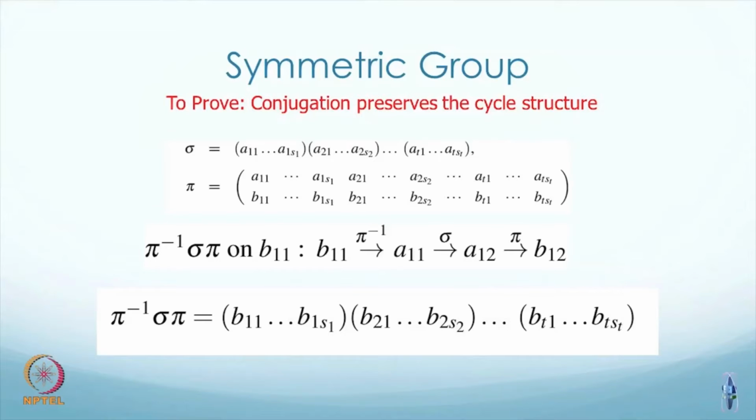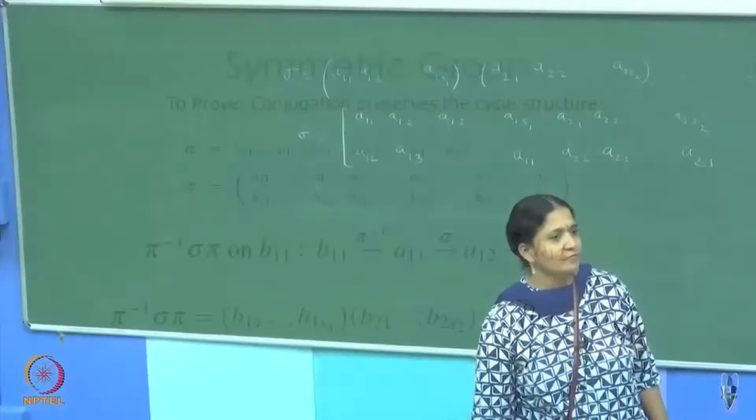So, if you do this by induction, you can call them A, B, C, D, E, F, G, H, any letters, I do not care. What I am saying is that a subset of S1 letters under conjugation will only mix those subset of S1 letters.